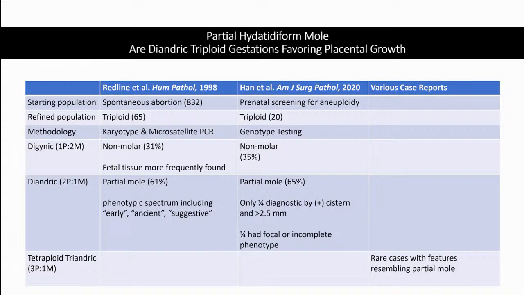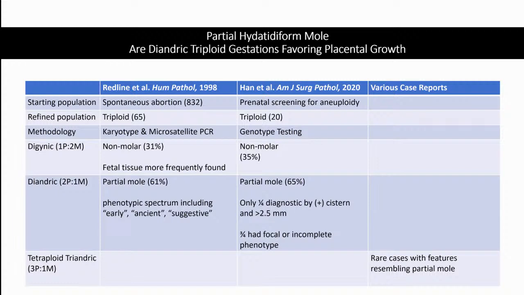A more modern take on this was from San Francisco and Dr. Rabin's group. Interestingly, using much more modern technology, they came up with basically the same number, one third, two thirds, where a third are non-molar, and they're digynic gestation, meaning that they have two maternal haploid genomes, whereas the partial moles are two paternal genomes, they're diandric triploidy.